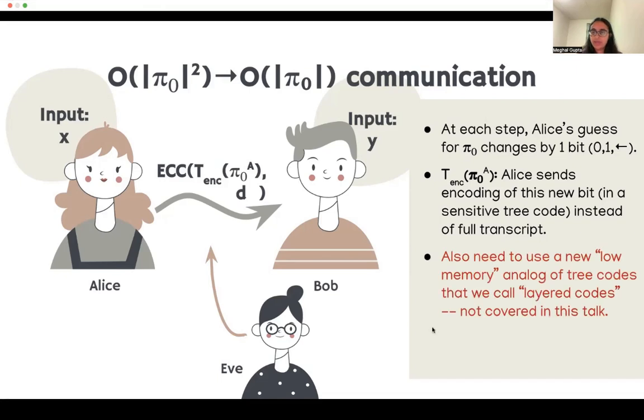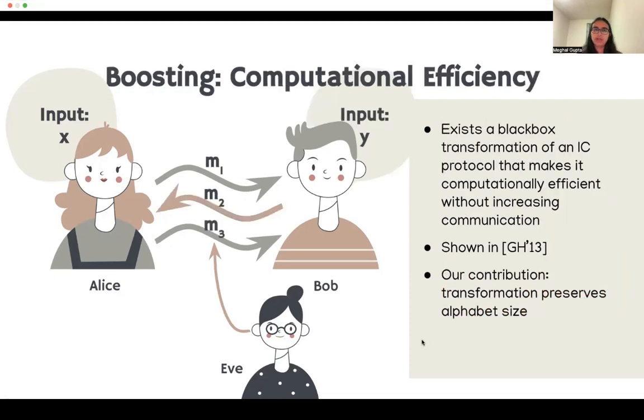I'm also going to note that we actually have to use something slightly different than tree codes called layered codes, which are a low memory analog of tree codes, but I'm not going to cover it in this talk.